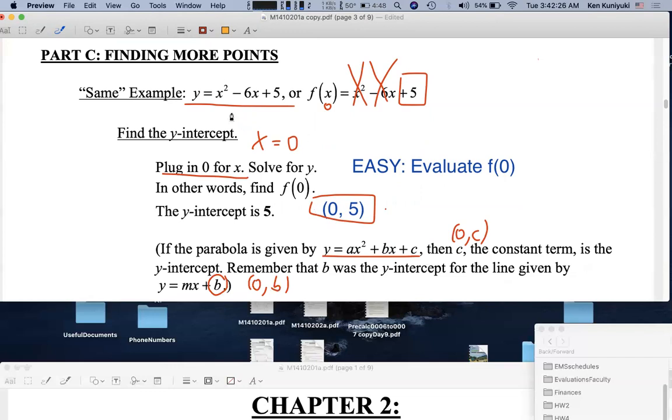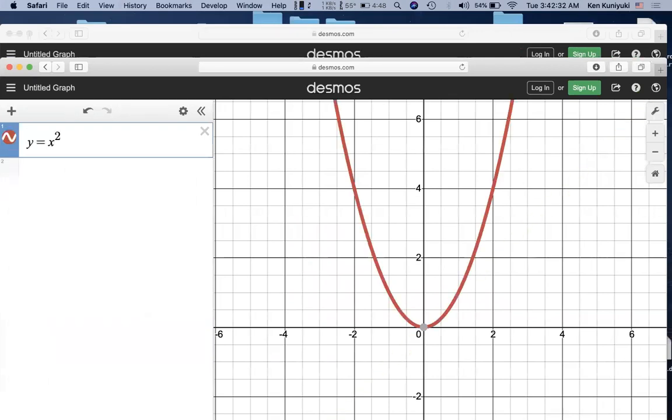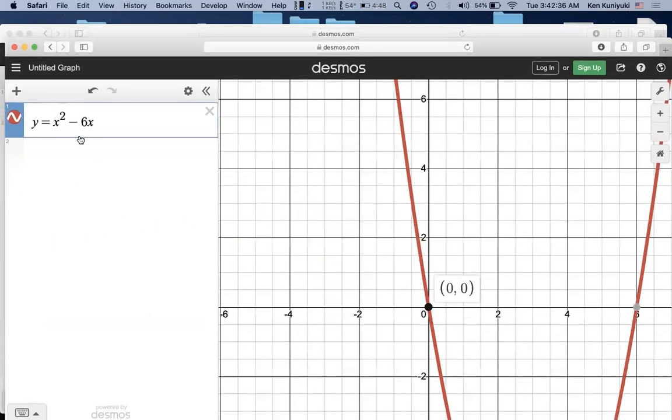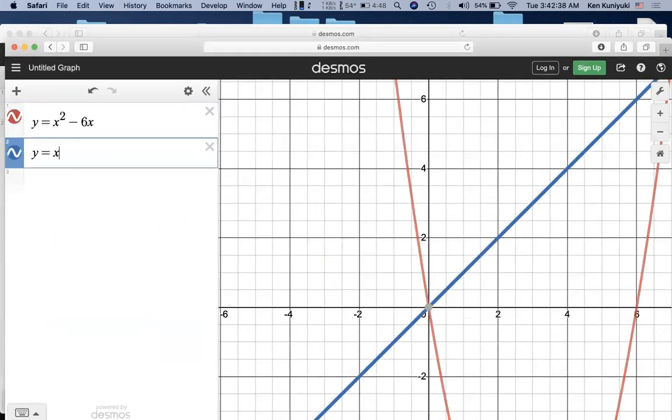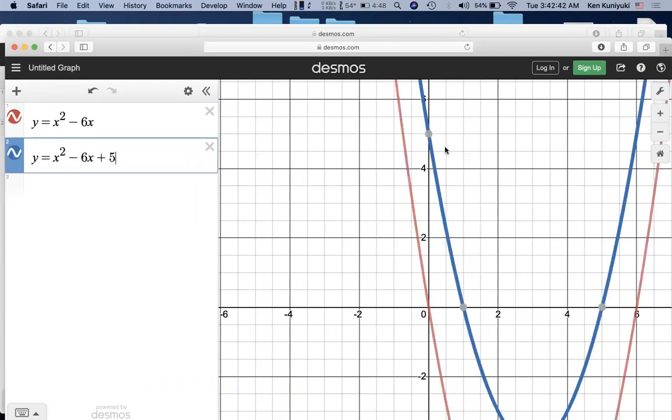Let's do a demonstration. Let's graph y equals x squared minus 6x. Here's y equals x squared minus 6x. It passes through the origin as the y-intercept. If we go y equals x squared minus 6x plus 5, it moves up 5 units. The y-intercept is now at 0, 5 on the blue graph.